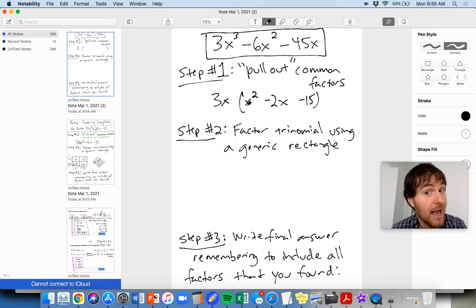Is it completely factored though? Or can we factor it again? Can we get this even more factored? Can we find more factors here that we can separate out? And it turns out we can't, okay?